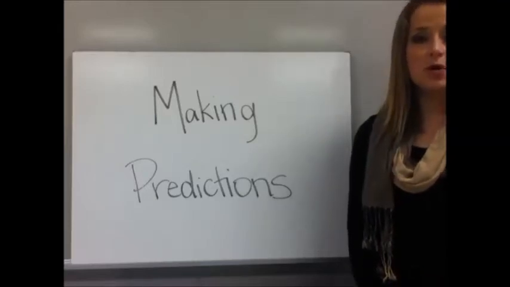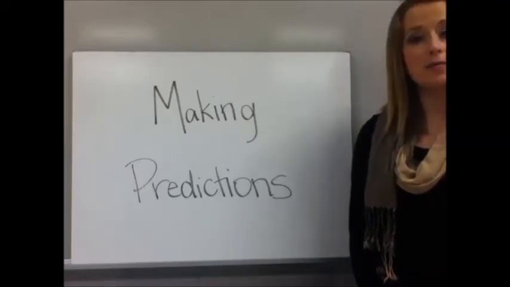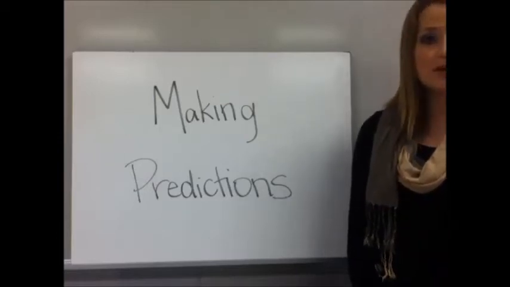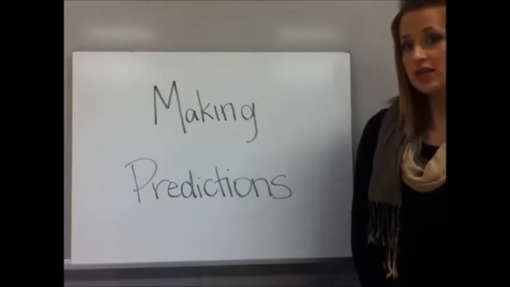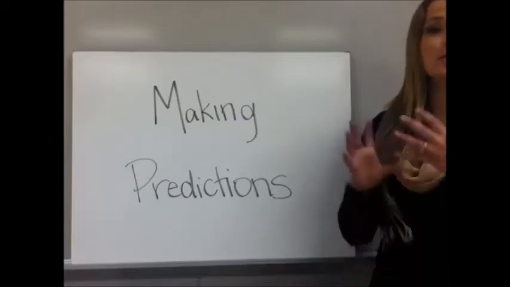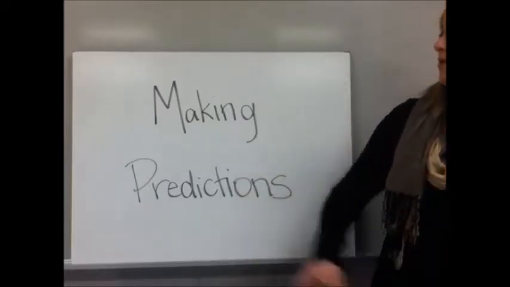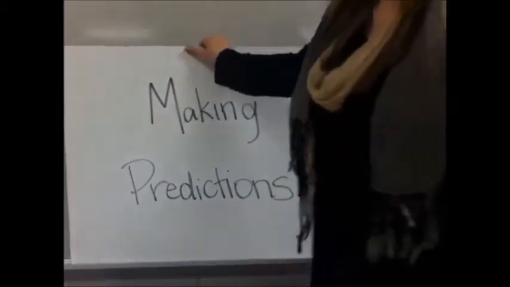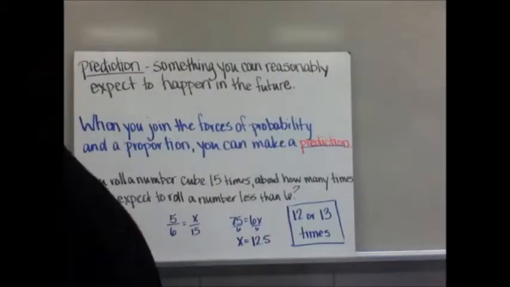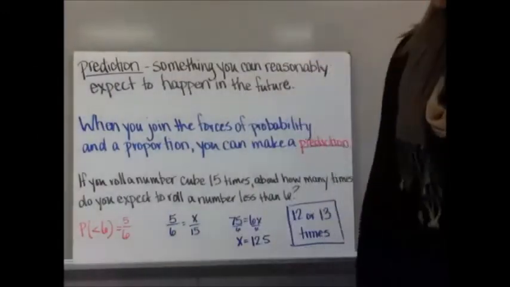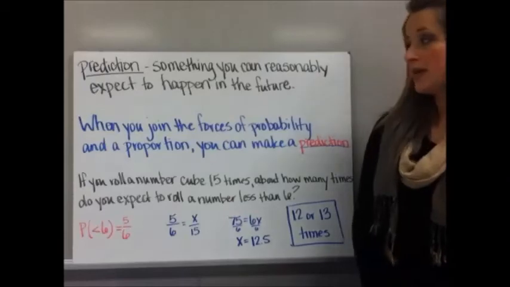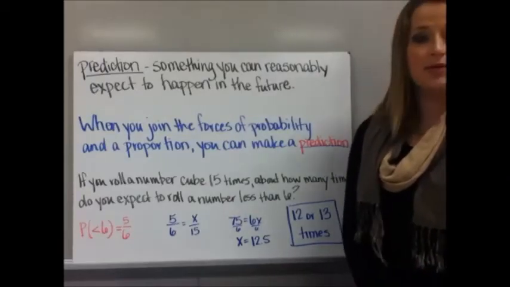Making predictions is where we take what we've learned about probability and what you've learned in the previous unit about proportions, and you can use that to predict things that may happen in the future. So first, a prediction. This is something that you can reasonably expect to happen in the future.